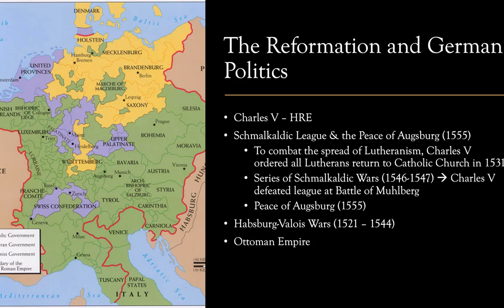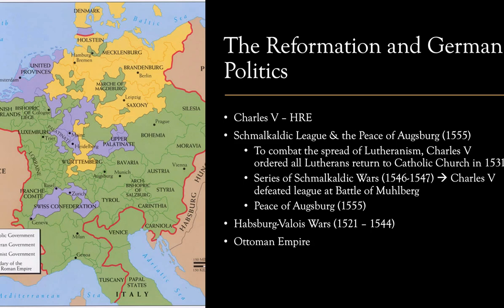He had fought a lot with France in the Habsburg-Valois Wars, and he had also defeated some of those Lutheran princes. However, while he won the battle, he did not win the war. The Schmalkaldic League was ultimately reestablished, and they allied with the French king Henry II. And this led to more conflict, and eventually Charles V was forced to agree to a truce.